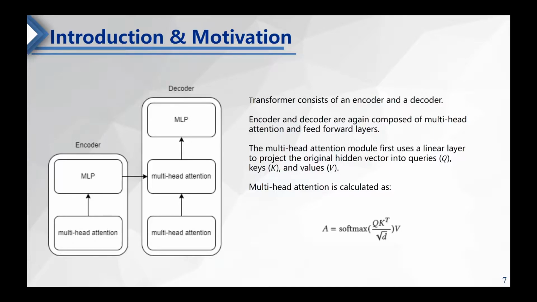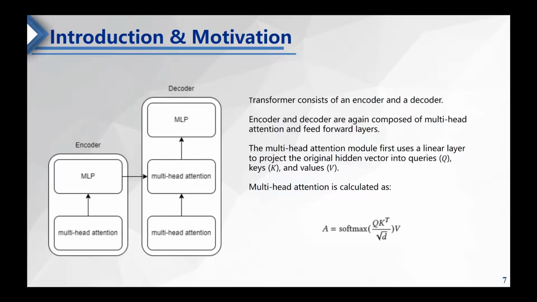The original transformer consists of encoders and decoders. Encoders and decoders are again composed of multi-head attention and feed-forward layers. The multi-head attention module first uses a linear layer to project the original hidden vectors into query, key, and value matrices, also known as Q, K, and V matrices.